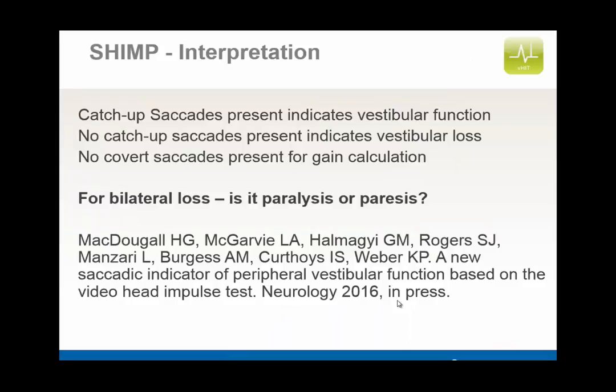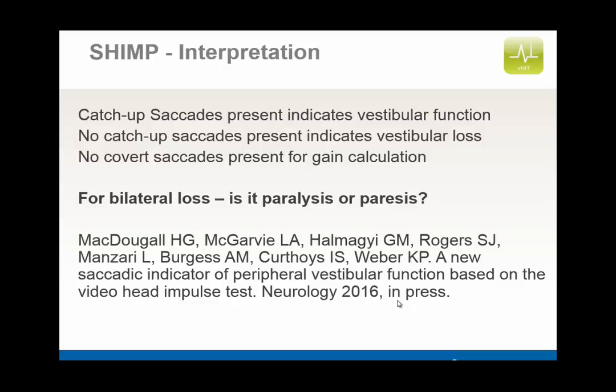So SHIMP interpretation, again, catch-up saccades, the presence or absence of them is very important. Catch-up saccades that are present indicate vestibular function. No catch-up saccades present indicate vestibular loss. And the other thing to know is that there are no covert saccades. So this makes doing the gain calculation very easy.